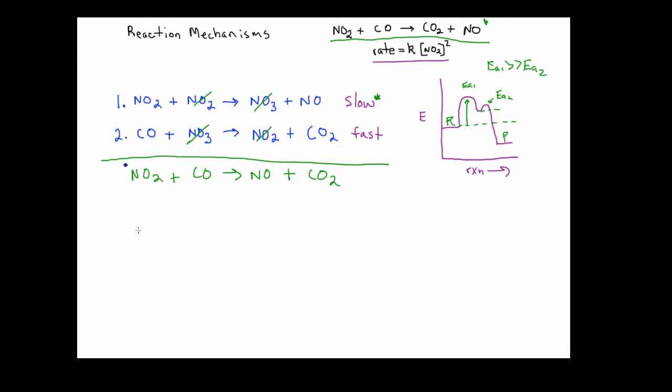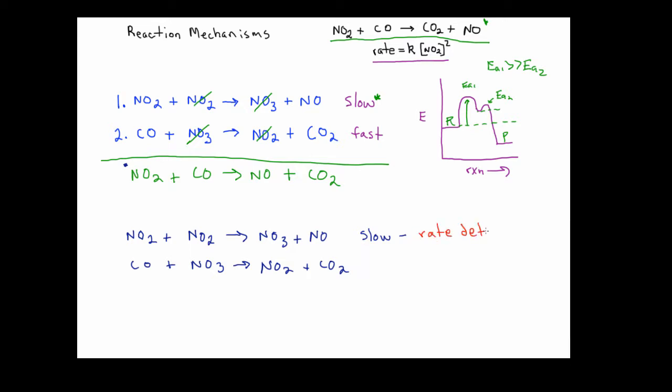To deal with this next step, what I want to do first is rewrite the elementary steps so that we don't have clutter here. The first elementary step is this one, to produce the NO3 plus the NO. Then my second step is the carbon monoxide plus the NO3 going to NO2 plus CO2. And again, the very first elementary step here is the slow step. This is my rate determining step. I'm going to go ahead and write that in now.